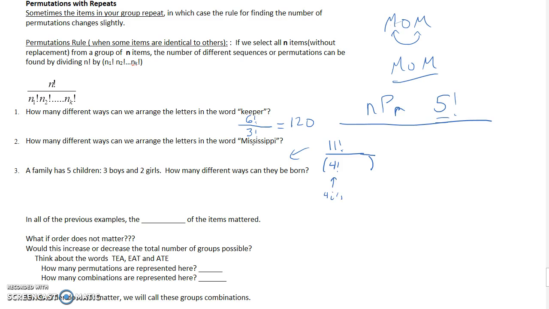All right. How many S's? 4 S's, right? So 4 factorial for the 4 S's. And then finally, we got the S's, we got the I's. How many P's are there? There are 2 P's, right? So we're going to do 2 factorial here. So it's going to be 11 factorial divided by parentheses, 4 factorial times 4 factorial times 2 factorial.